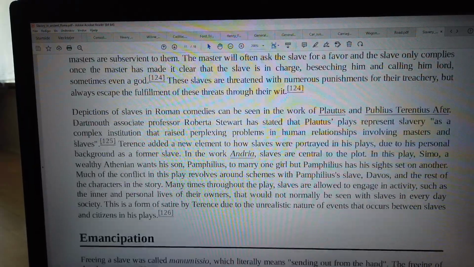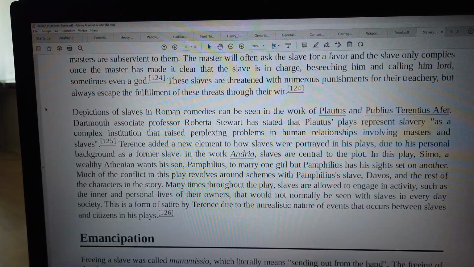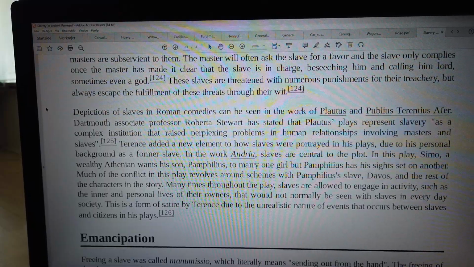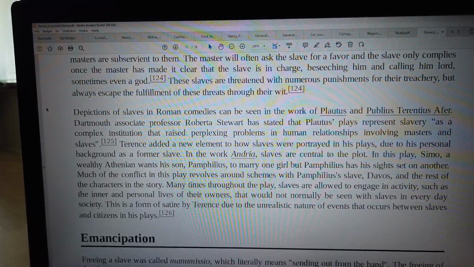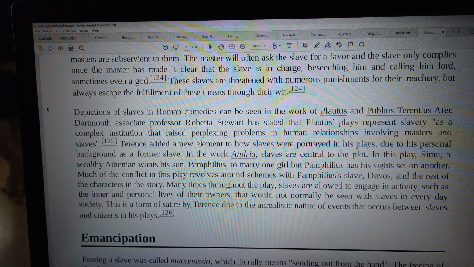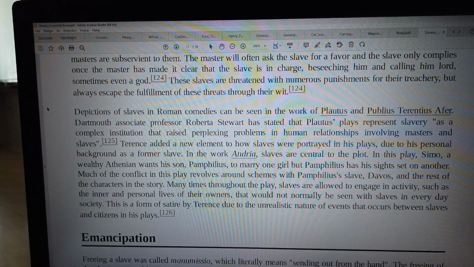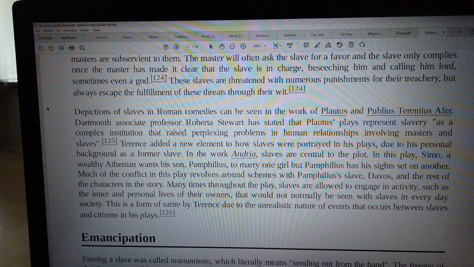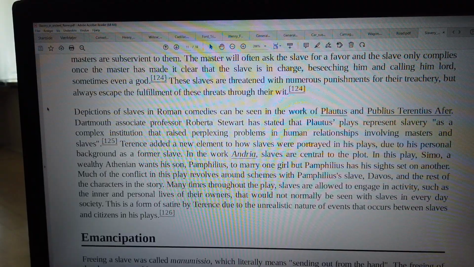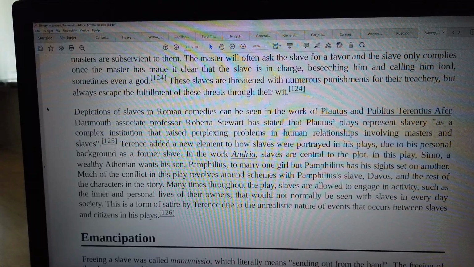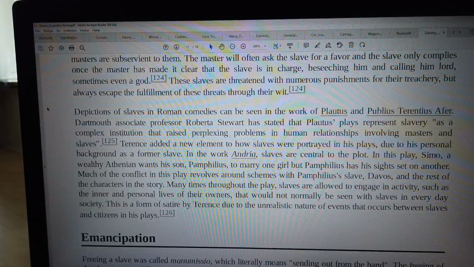Masters are subservient to them. The master will often ask the slave for a favor, and the slave only complies once the master has made it clear that the slave is in charge, beseeching him and calling him Lord, sometimes even a god. These slaves are threatened with numerous punishments for their treachery. Yet they always escape the fulfillment of these threats through their wit.